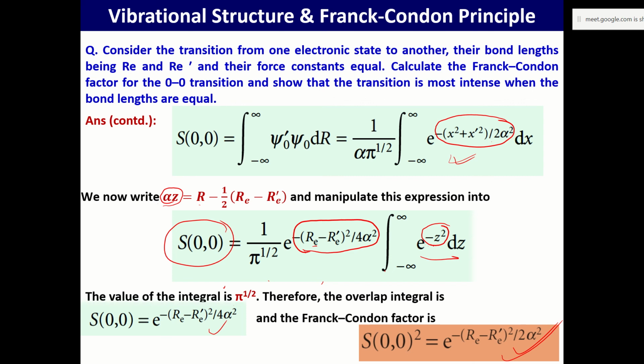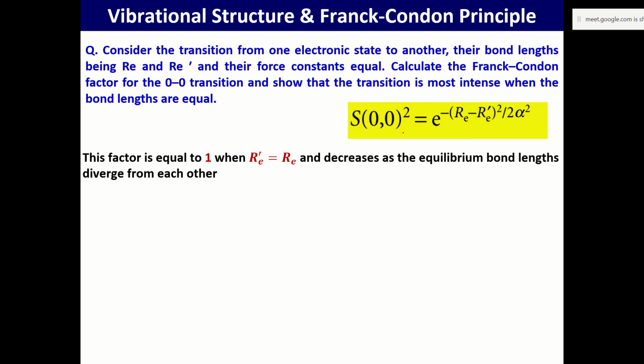Now suppose the equilibrium bond lengths are equal, then for the 0 to 0 transition, it will have the maximum value. Put it and see. So this factor that we are considering, this is the expression, right? So it will be equal to 1 when re prime is equal to re, and it will go on decreasing as the equilibrium bond lengths diverge from each other. So when the two potential wells, the excited electronic state and the ground electronic state, are positioned in the same way, meaning the equilibrium bond length position is the same in both, then the 0 0 transition will be maximum, which was the observation in the previous slide, and that is what is being explained.